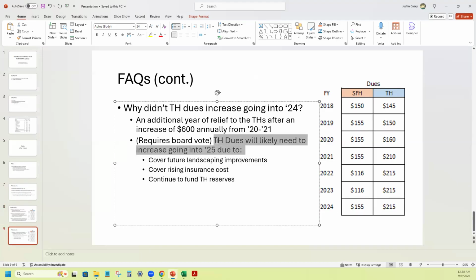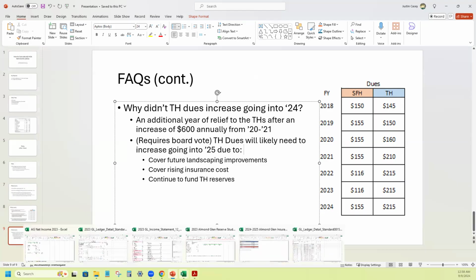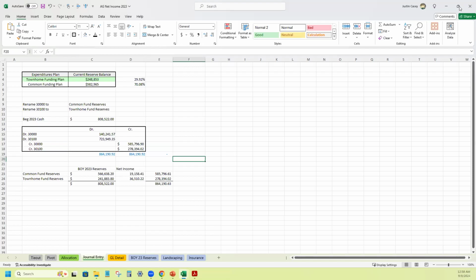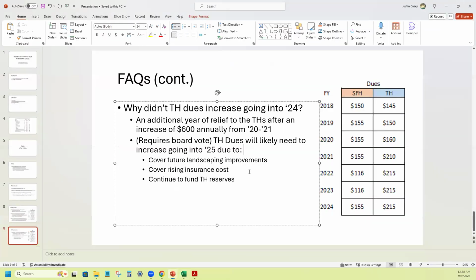So hopefully we can vote on two things during tomorrow's meeting. Or no, actually we wouldn't vote on townhome dues until the November meeting, so we'll make one vote during tomorrow's meeting, to vote on net income, and hopefully we can get that passed.